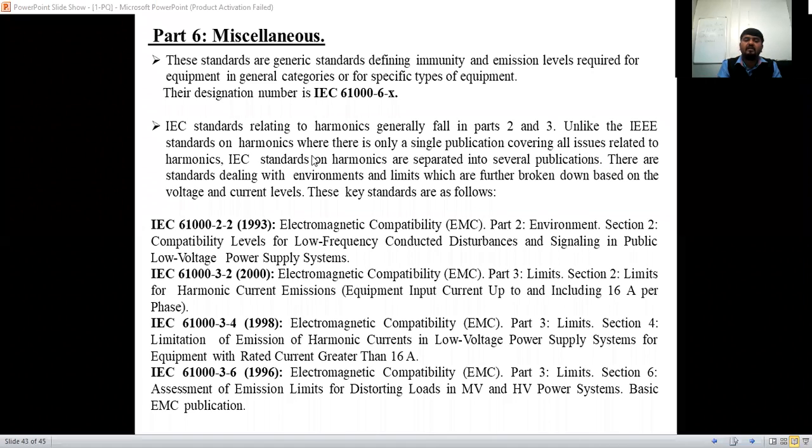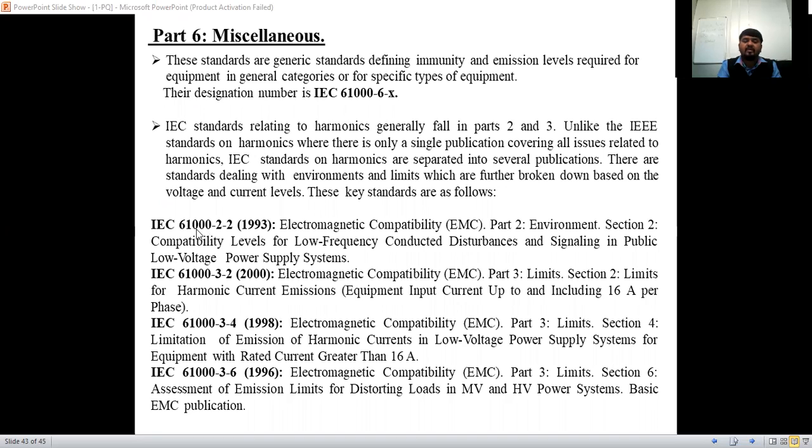Unlike the IEEE standards on harmonics, where there is only a single publication covering all issues related to harmonics, IEC standards on harmonics are separated into several publications. There are standards dealing with environments and limits, which are further broken down based on voltage and current levels. These key standards are as follows.